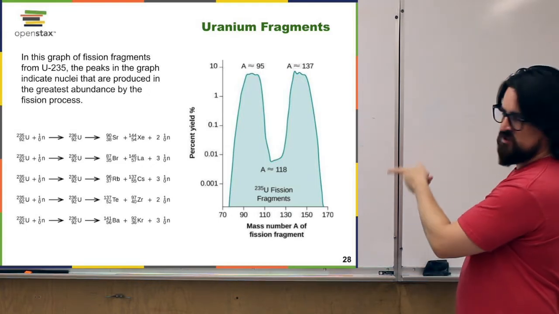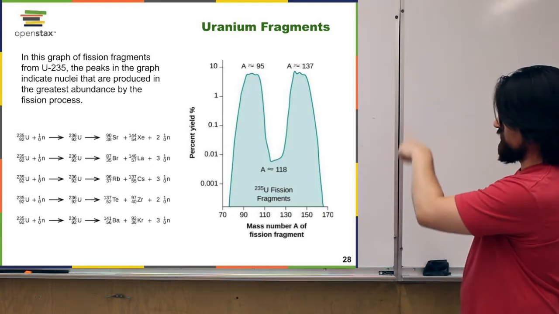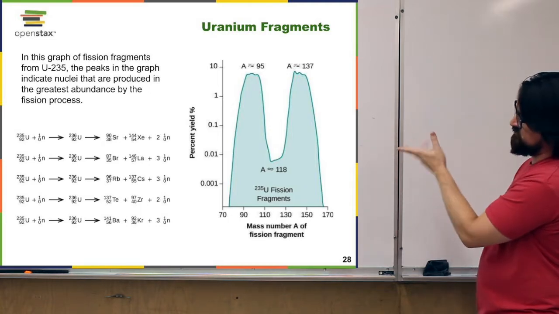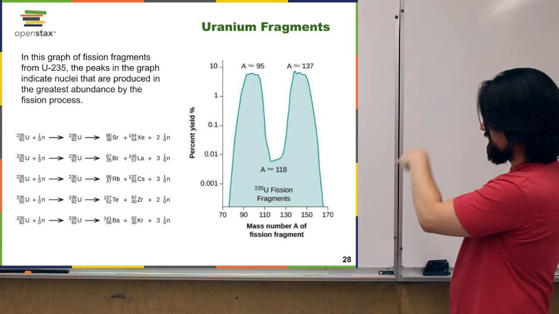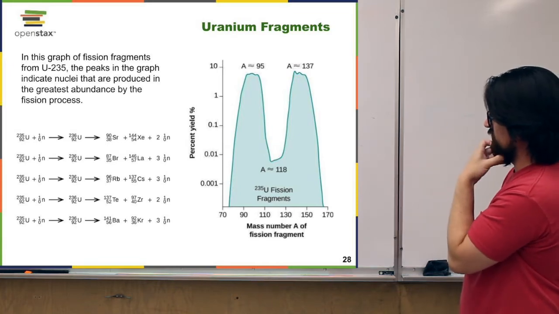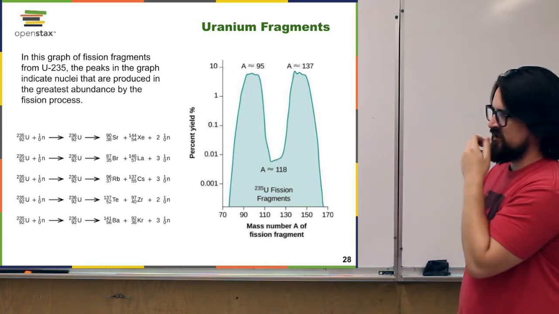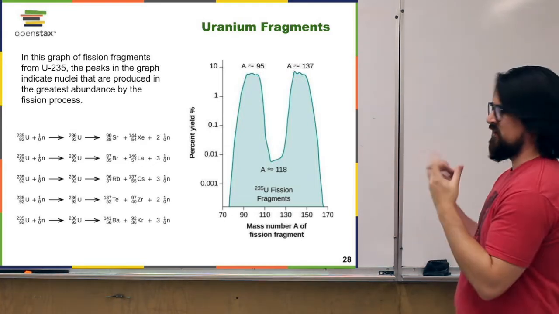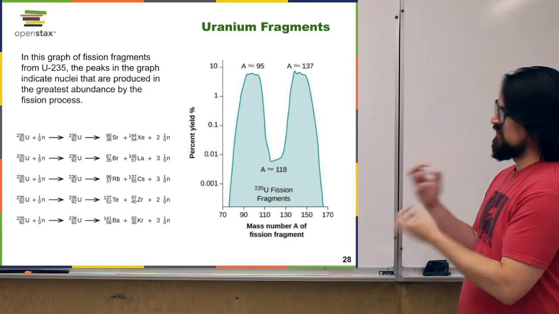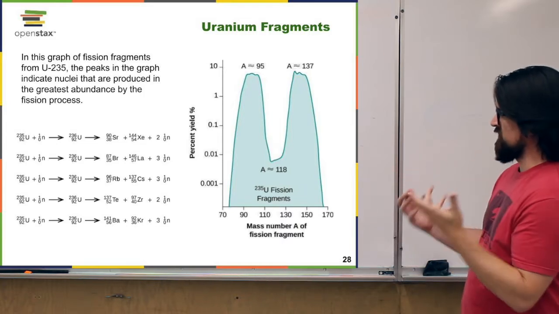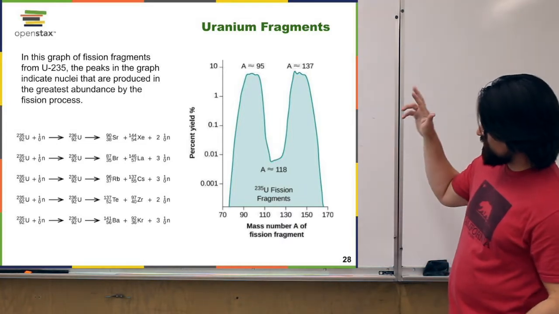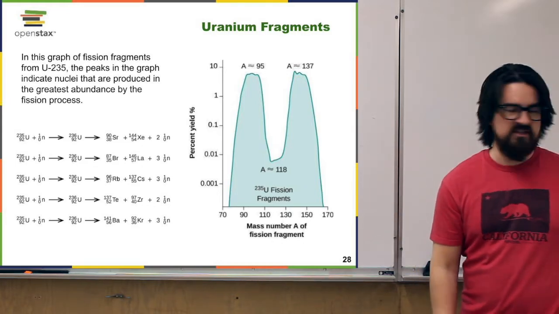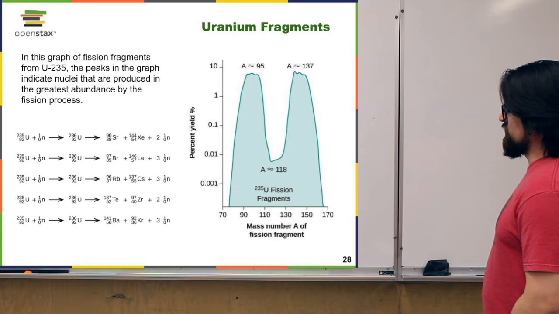This graph, the percent yield is a logarithmic scale, so these ones up here are 10, 100, 1,000-ish times more likely than this dip down here, which is around 118. That 118 would be almost like splitting uranium in half. Very unlikely that that happens. There's usually more if it goes into one fragment than in the other. And you also see 2 neutrons come out for that one, 3, 3, 2, 3, so a few neutrons come out. And they take away most of the excess energy.